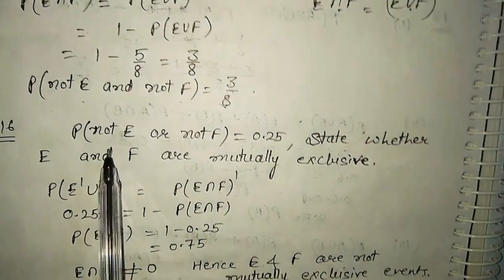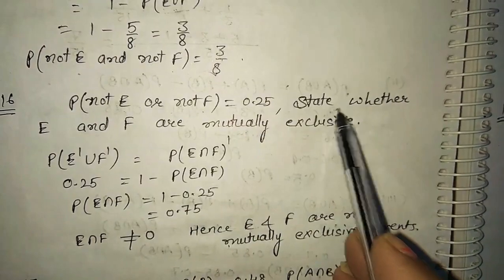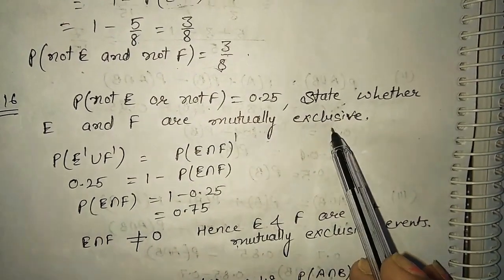Now come to question 16. P(not E or not F) is given. We have to check whether these are mutually exclusive or not.